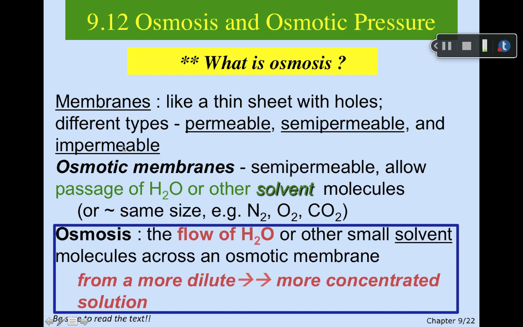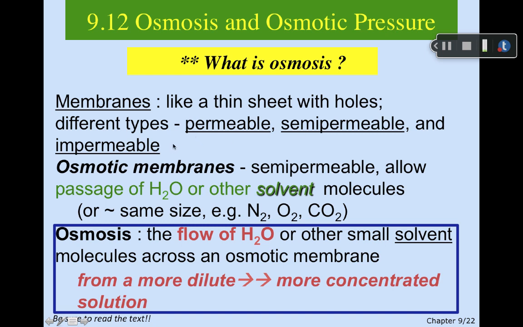All right, now the last colligative property to mention a little bit is osmosis and osmotic pressure. We discussed osmosis recently in the POGIL book as well, and the day we were describing hypertonic and hypotonic solutions. Osmosis requires membranes. You have to have a membrane to separate different solutions, and membranes are like a very thin sheet with holes. There are various types: permeable, semi-permeable, and impermeable.